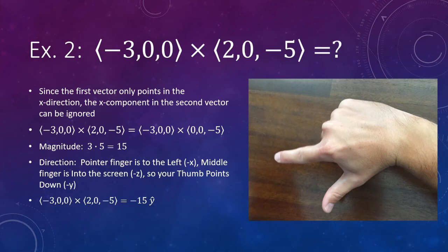Again, the first vector is negative in x, so the pointer finger goes to the left. Your second vector, the perpendicular part, is negative in z, so the middle finger is pointing into the screen or into the page, and your result, your thumb, is going to go straight down, negative in y.